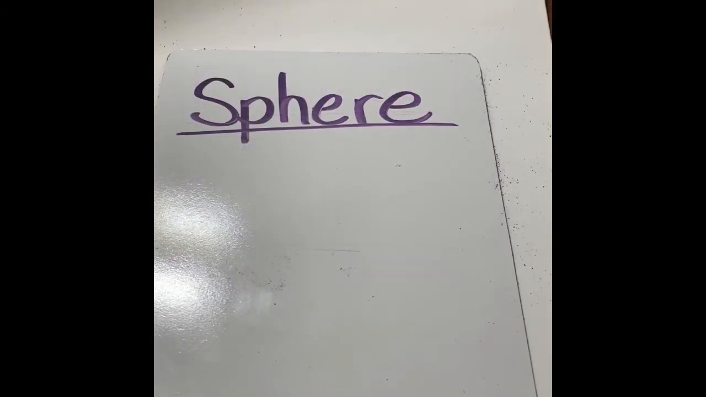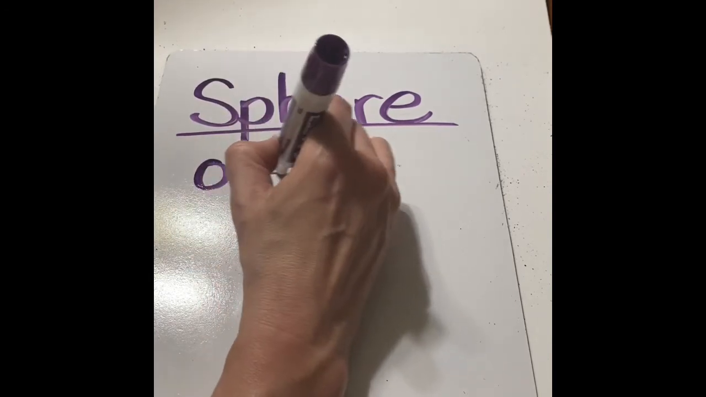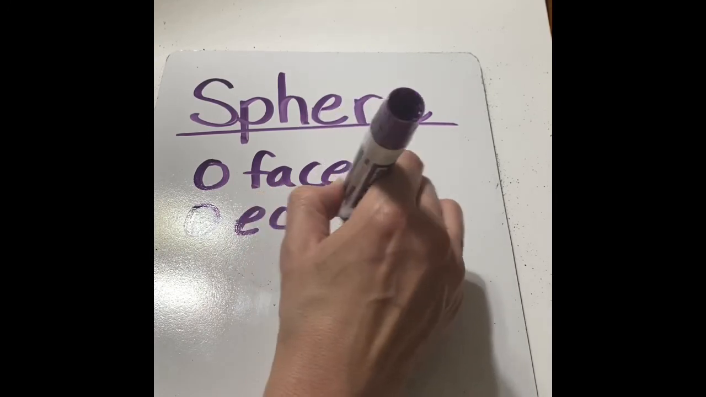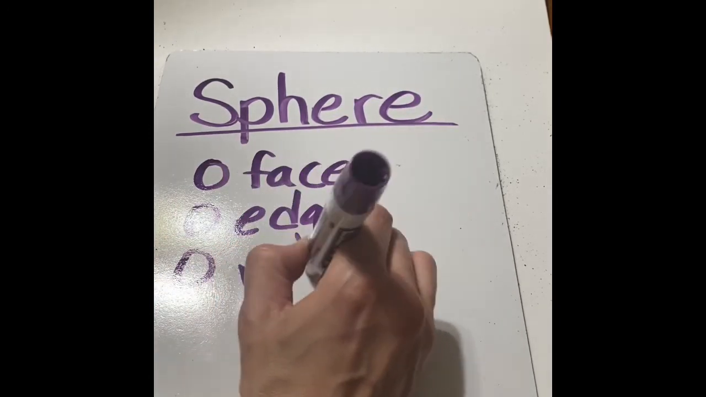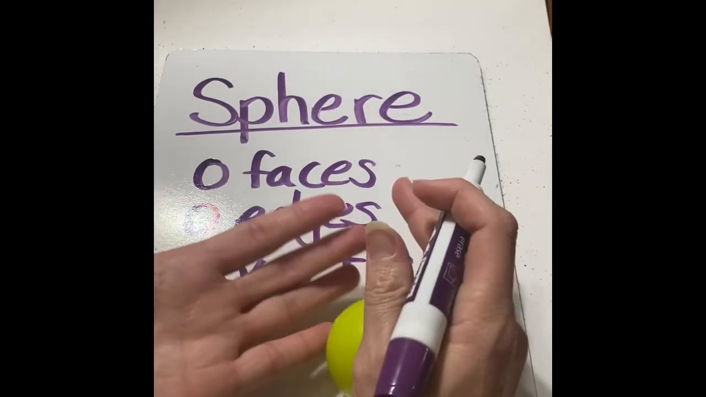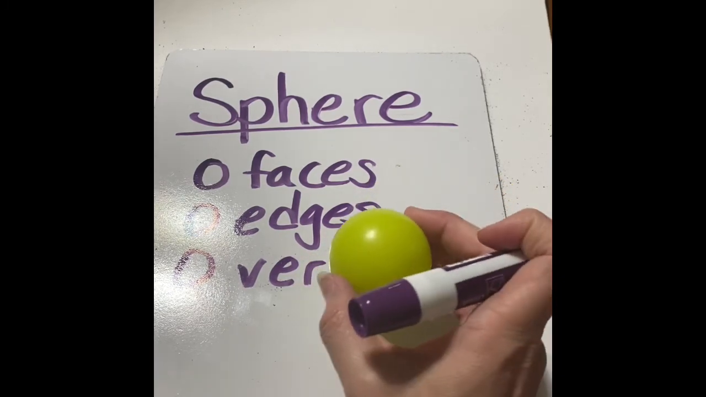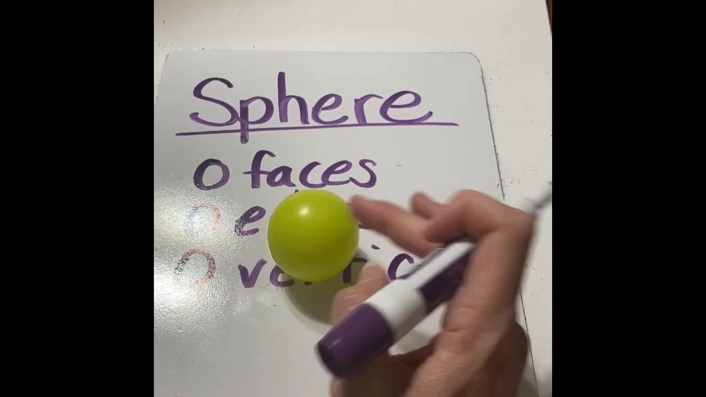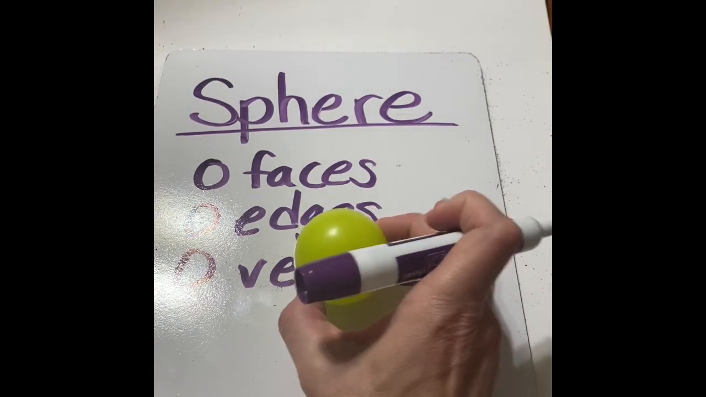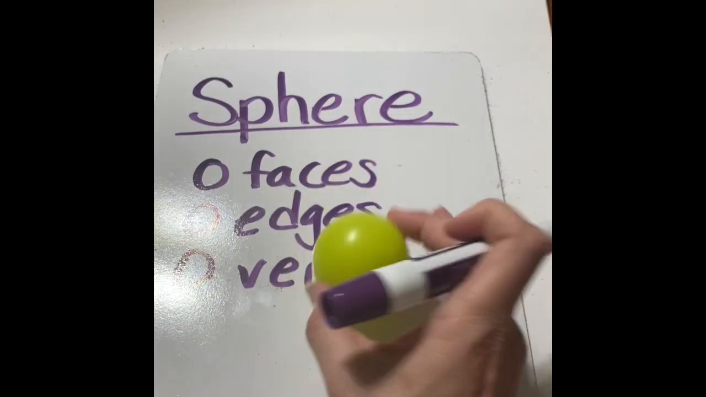Our last one is the sphere. A sphere has 0 faces, 0 edges, and 0 vertices. Here is an example of a sphere. There aren't any flat surfaces, so it doesn't have any faces. So no faces, no edges, no vertices. Sphere.